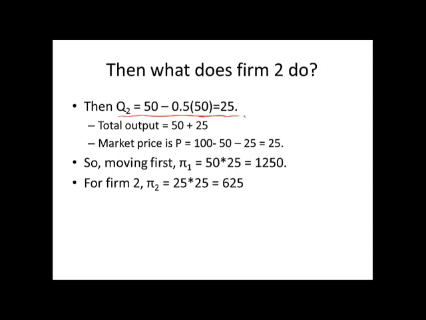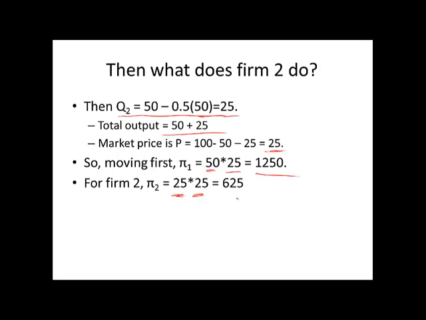That means total output, Q1 plus Q2, is 75. The market price is determined by the market demand curve, P equals 100 minus Q, which in this case means P equals 100 minus 50 minus 25, or 25. So that means firm 1, moving first, gets profits of 50, which is its quantity, times 25, which is price. And those are profits and not just revenue because there are no costs here. So firm 1 gets $1,250 in profit. What does firm 2 get? Well, firm 2 gets the same price, 25, but its quantity of output is only 25, so it gets $625.